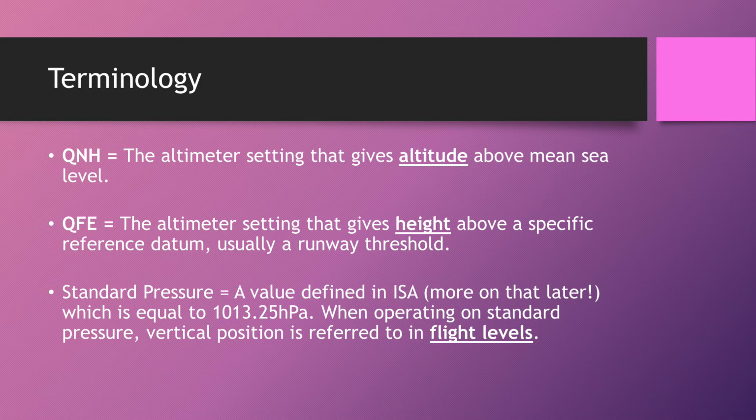So QNH is the altimeter setting that gives altitude above mean sea level. QFE is the altimeter setting that gives height above a specific reference datum, usually a runway threshold. And standard pressure is a value defined in ISA, which we'll get to later on, which is equal to 1013.25 hectopascals. When a pilot's operating on standard pressure, their vertical position is referred to in flight levels. So the key thing to take away from this is QNH is to do with altitudes, QFE is to do with heights, and standard pressure is to do with flight levels.